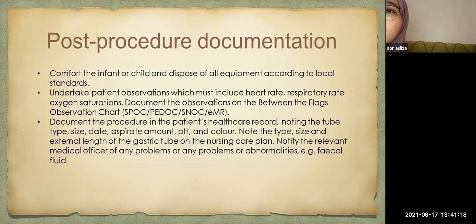Okay. After that, we comfort the infant. Usually they will cry, right? And dispose of all the equipment according to local standards. And then we document in the patient's healthcare record. Note the tube type, size, date, aspirate amount, pH, and also color, as well as the type, size, and external length of the gastric tube on the nursing care plan. Okay. And then notify the relevant medical officer of any problems, like any notable fecal fluid.